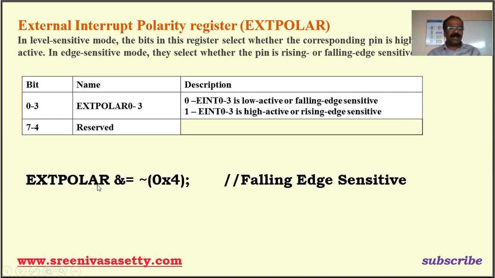Get the current content of the EXTPOLAR register. Then mask this data with the inverted data of this. In this case, it's going to make bit number 2 equal to low, and it's going to retain the remaining bits as they are. That is the meaning of this. In another way, once you execute this, it's going to choose falling edge, meaning it's going to detect the request during falling. It won't recognize the request during rising or level. That's the meaning of this. Any doubts here? Understood this?